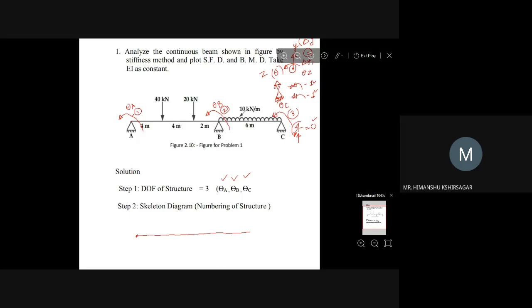Okay, so here in the blank space, I will draw the skeleton diagram. Those who did not understand it will easily understand how to plot a skeleton diagram. First of all, as there are two members, you give the node numbers. So this is node 1, this will be node 2 and this will be node 3. This will be your member 1 and this is member 2. Now you plot Y and rotation Z at each node like this.